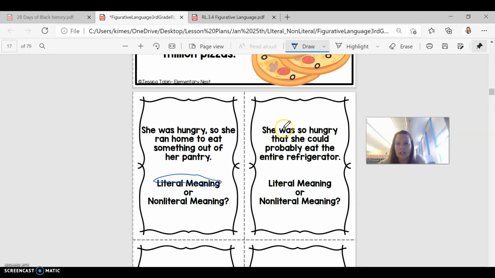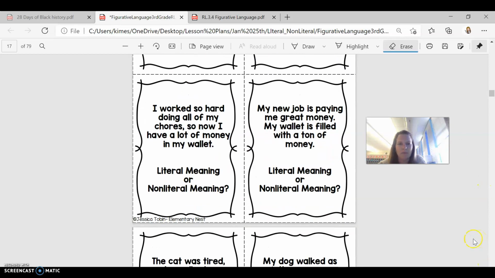Let's come over here. She was so hungry that she could probably eat the entire refrigerator. Okay, guys, even if you were super, super, super hungry, could you eat the whole entire refrigerator? No, that's an exaggeration. So this would be non-literal. Okay, it cannot really happen. Okay, all right, let's try a few more. So let me erase these and let's go on to our next page.